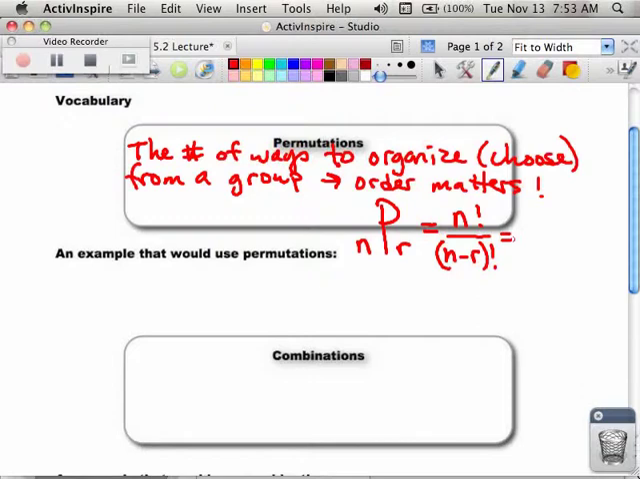Or in other words, you're taking the total factorial, we'll talk about what that means, divided by whatever was left out, factorial.